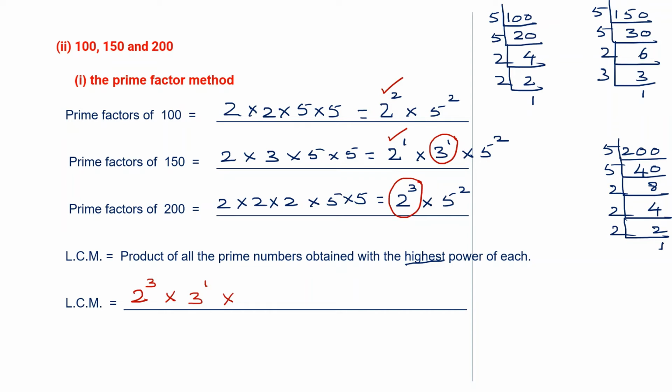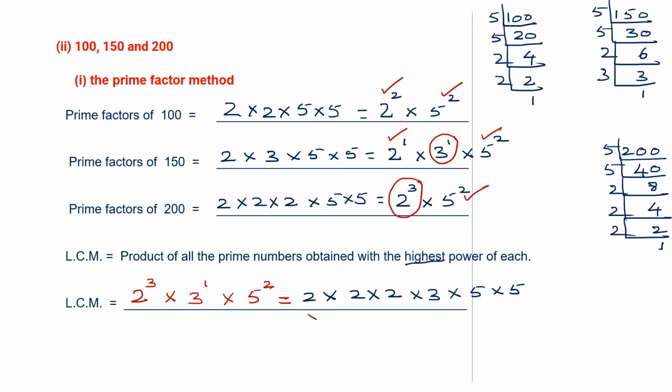Now let's look at 5. 5 to the power of 1, up to the power of 2. In the second row also to the power of 2, and in the third one also to the power of 2. So we can take 5 to the power of 2. Now to find the LCM, we have to multiply all these. So let's expand. 2 to the power of 3 means I multiply 2 3 times. Then I multiply 3. Then I have 5. I multiply it twice because it says 5 to the power of 2.